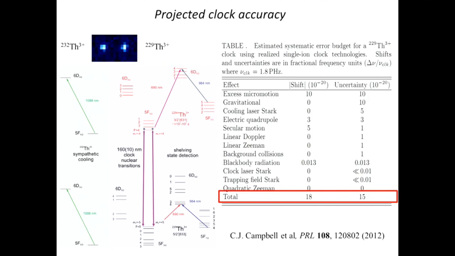And one can see here a table of uncertainties, and basically the common systematics of atomic optical clocks are suppressed.